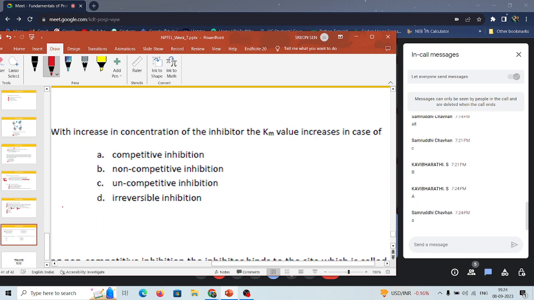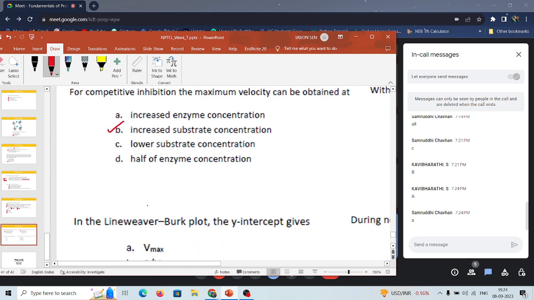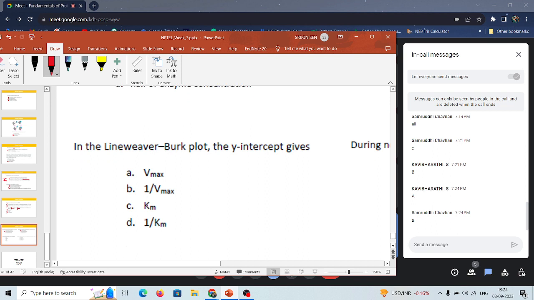Yes, that is the correct option. Competitive inhibition, the Vmax is the same and your Km value is increasing, because that is alpha Km. Very good. The next one. In the Lineweaver-Burk plot, the y-intercept gives you what value? Very easy question. So what are you getting from the y-intercept?